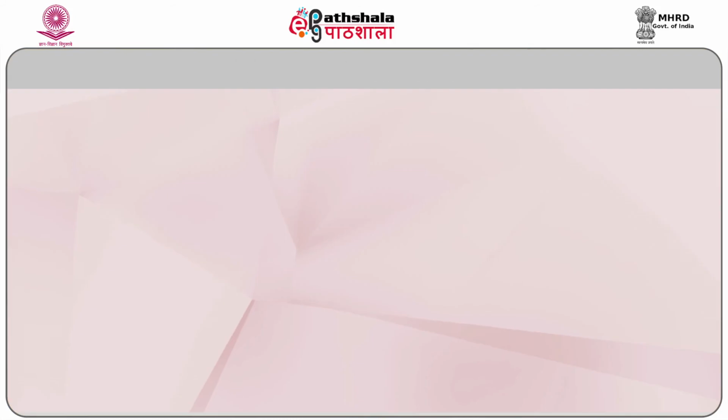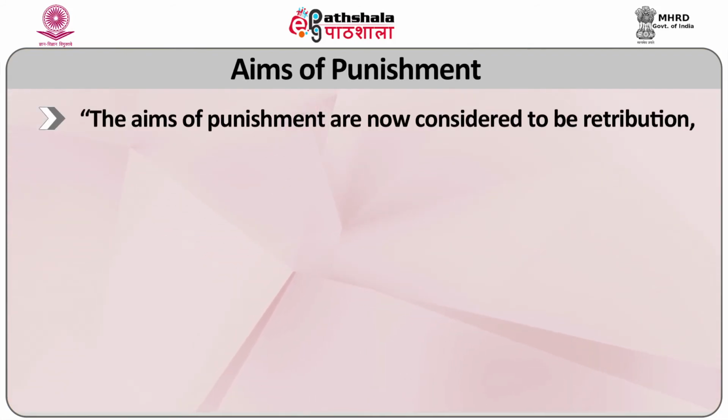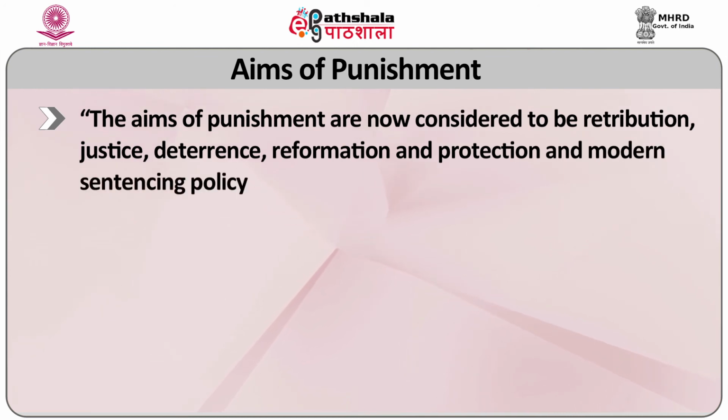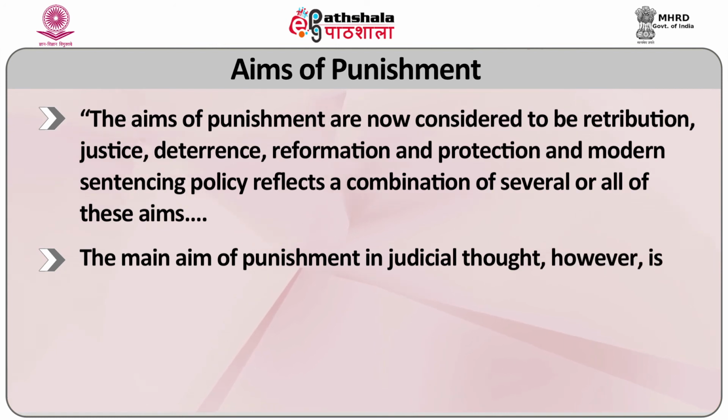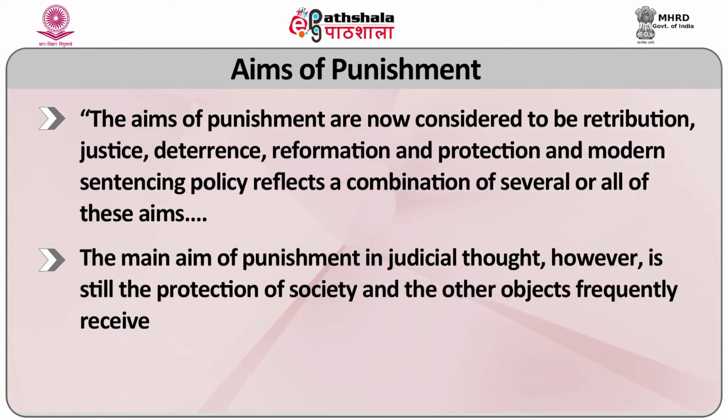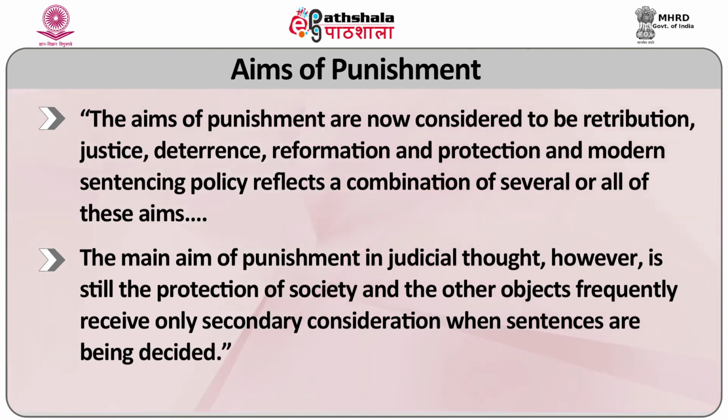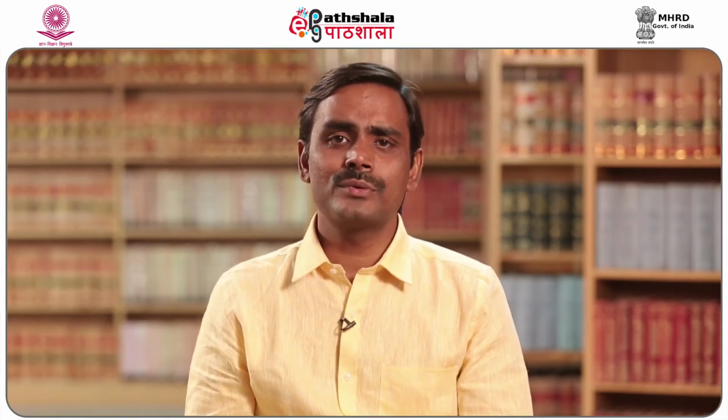Now, it has been rightly observed that the aims of punishment are now considered to be retribution, justice, deterrence, reformation and protection, and modern sentencing policy reflects a combination of several or all of these aims. The main aim of punishment in judicial thought, however, is still the protection of society, and the other objects frequently receive only secondary consideration when sentences are being decided. Now, we will try to look at the judicial approach in India as regards these two theories of punishment.